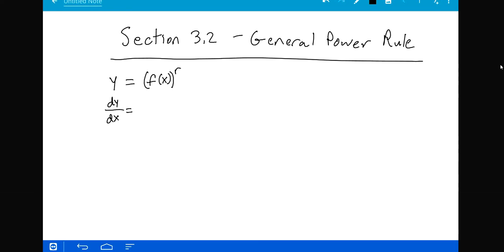What you're going to do to get the derivative is take your exponent, slip it out front, so r just goes out front. You're going to rewrite f of x, in other words, rewrite what was in parentheses. So we rewrite f of x. Then we subtract 1 from the exponent. And then don't forget the last part here, times the derivative of what was in parentheses. In other words, the derivative of f of x, so f prime of x.